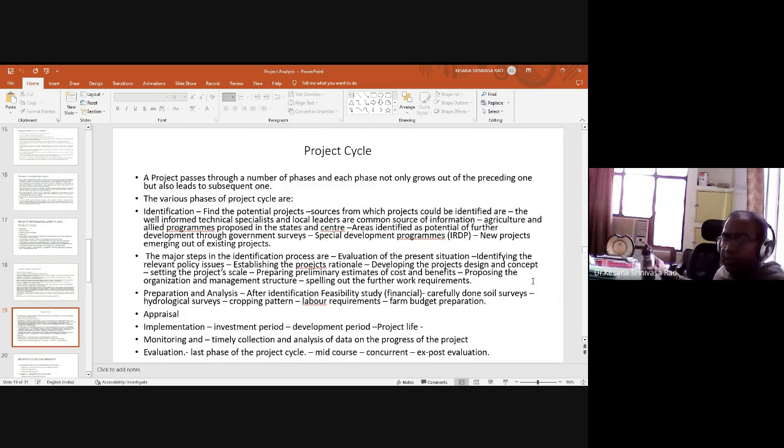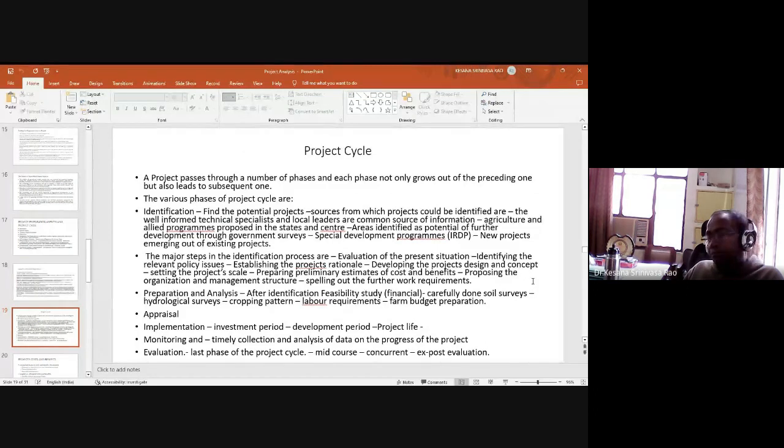Then, preparation and analysis: how to prepare a project and how to do the analysis. After identification, we have to conduct a feasibility study. That means financially, are we able to complete the work of this project within the stipulated budget which has been sponsored by the funding agency. That is called the feasibility study. Then carefully done soil surveys, hydrological surveys, cropping pattern, etc. So these things can be framed and taken place. Labor requirements, farm budget preparation, etc.